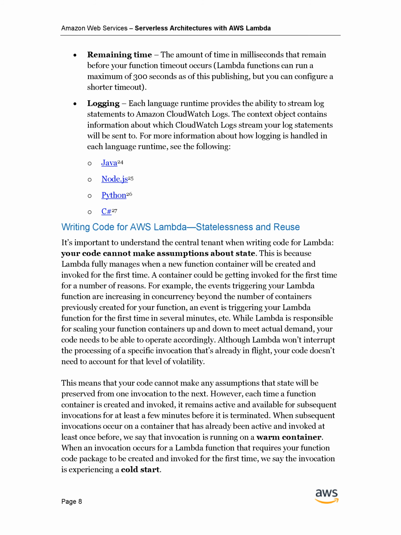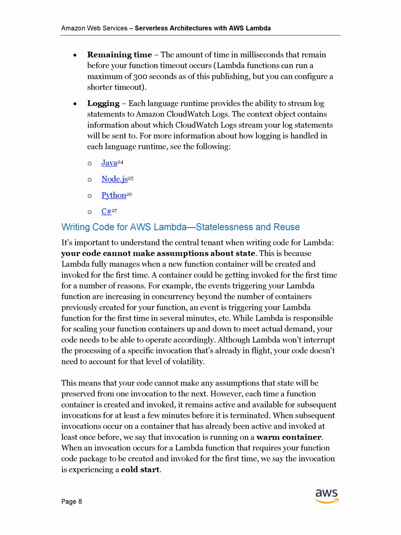Although Lambda won't interrupt the processing of a specific invocation that's already in flight, your code doesn't need to account for that level of volatility. This means that your code cannot make any assumptions that state will be preserved from one invocation to the next. However, each time a function container is created and invoked, it remains active and available for subsequent invocations for at least a few minutes before it is terminated. When subsequent invocations occur on a container that has already been active and invoked at least once before, we say that invocation is running on a warm container.